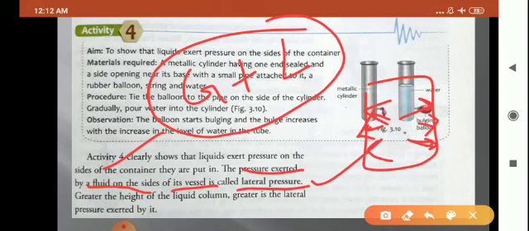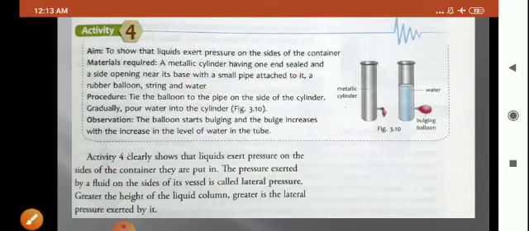Fluid can be either gas or liquid. So pressure exerted by a fluid on the sides of the vessel, vessel मतलब जिसमें fluid है, container के अंदर, is called lateral pressure. What is the name of that pressure? Lateral pressure. Now greater the height of the liquid column, greater is the lateral pressure exerted by it.